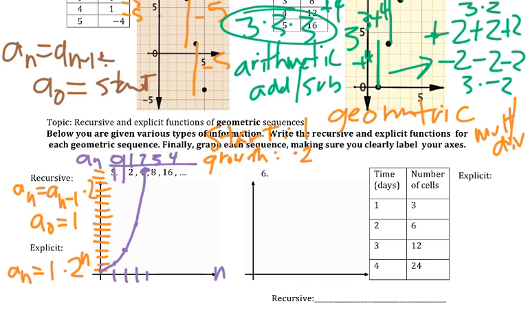Alright. Okay, now we're given a table: the time in days and the number of cells. So we go 3, 6, 12, 24. Again, we should see that we're timesing by 2 each time. Now, if I'm going backwards to 0, 3 divided by 2 would be 1.5. So I go a sub n equals a sub n minus 1 times 2, and a sub 0 equals 1.5.